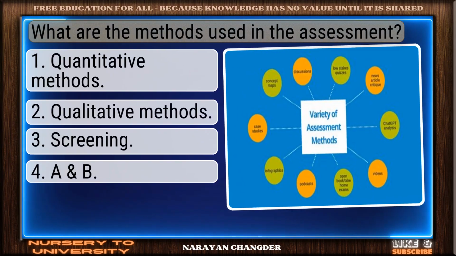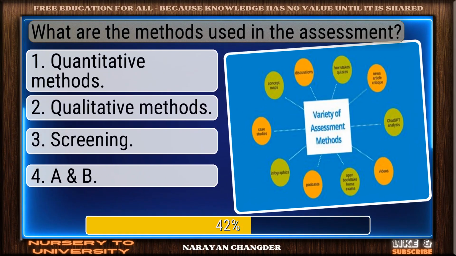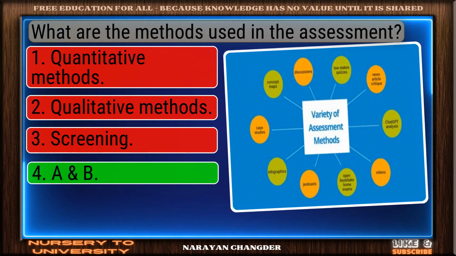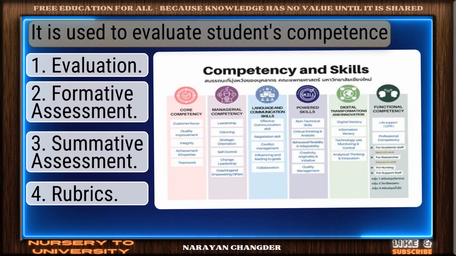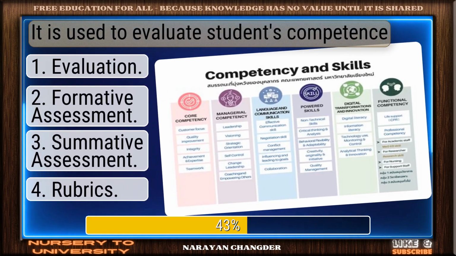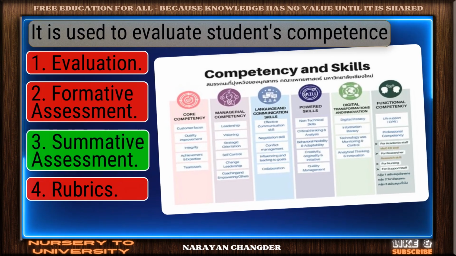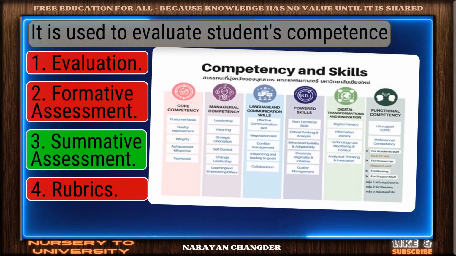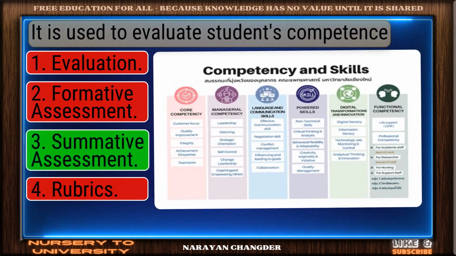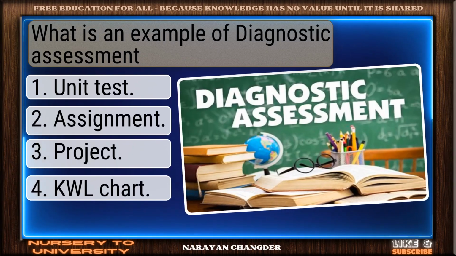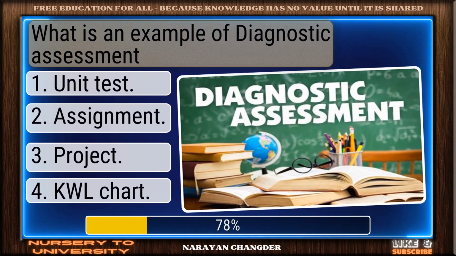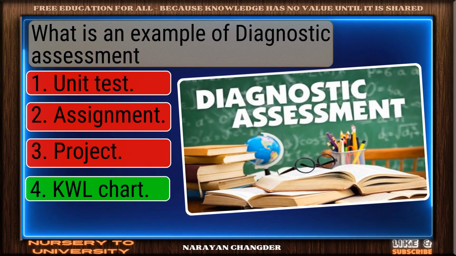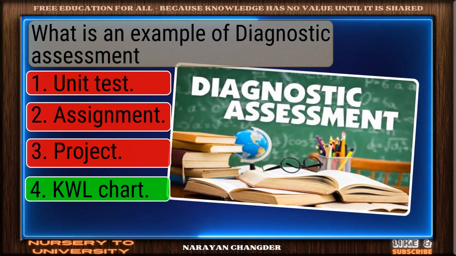What are the methods used in the assessment? Bravo. A and B is the answer. It is used to evaluate students' competence. Correct response. Summative assessment is the most accurate answer. What is an example of diagnostic assessment? Good job. Your answer, KWL chart, works well here.